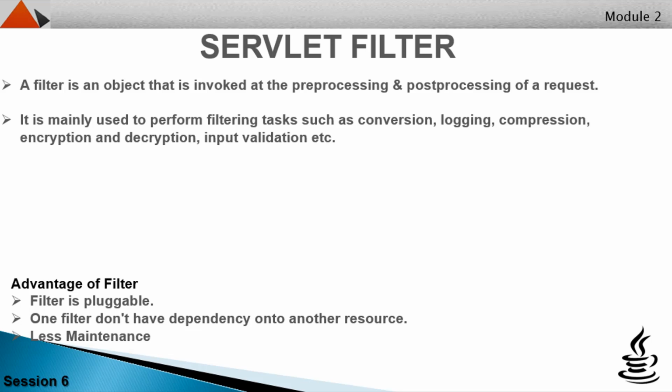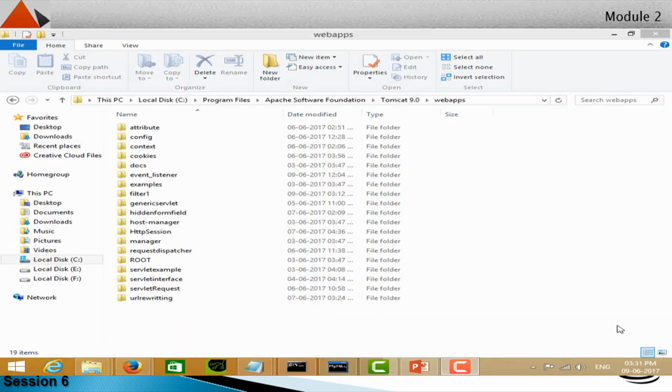The javax.servlet package contains the three interfaces of the Filter API: Filter, FilterChain, and FilterConfig. Let's understand it with an example. In this example, we are simply displaying information that the filter is invoked automatically after the pre-processing of the request.